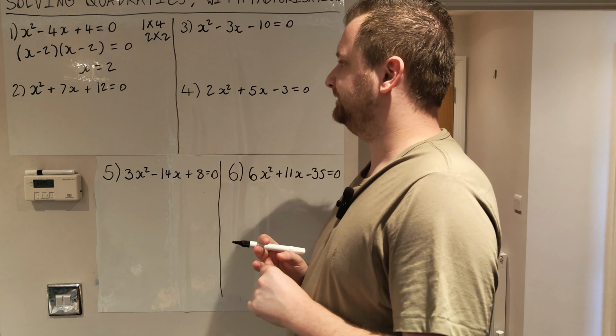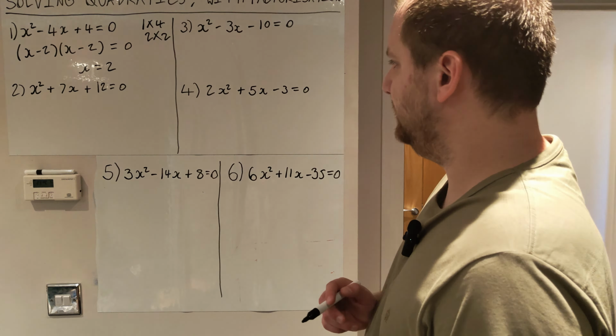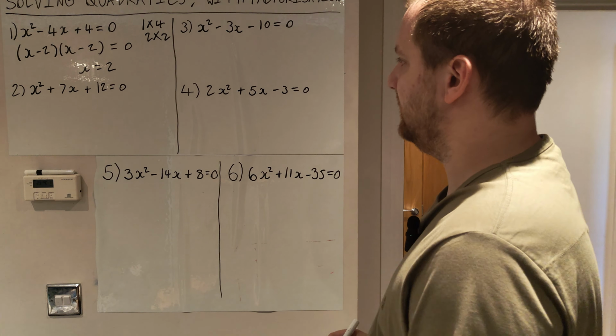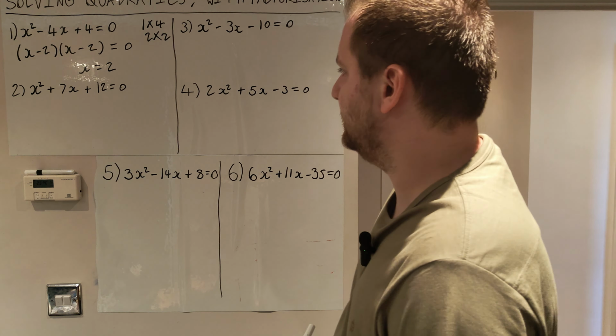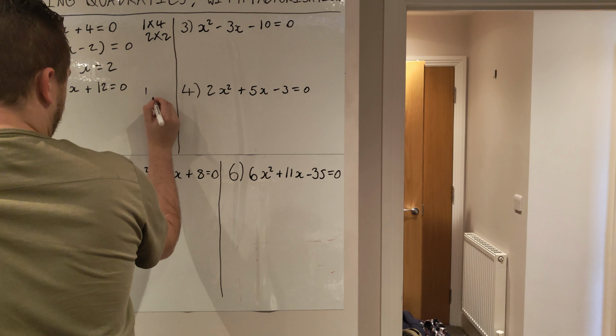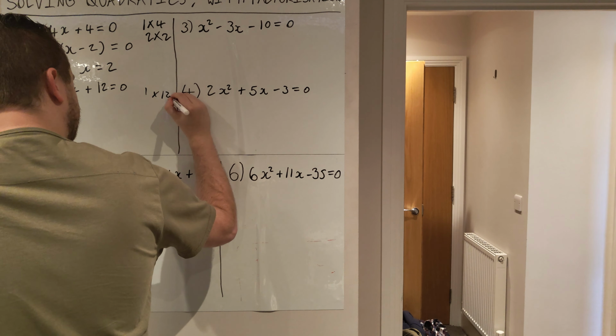Hopefully it was clear. Next we have question 2, which is slightly more difficult. 12 is going to have a lot more combinations that we can make. So let's write those out first. Obviously we have 1 times 12.